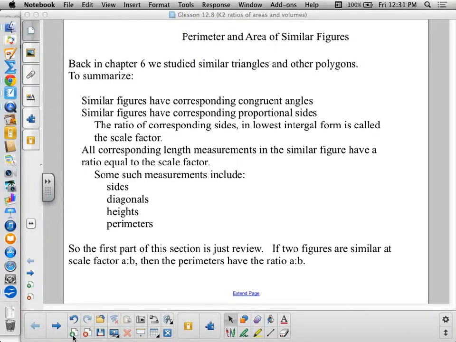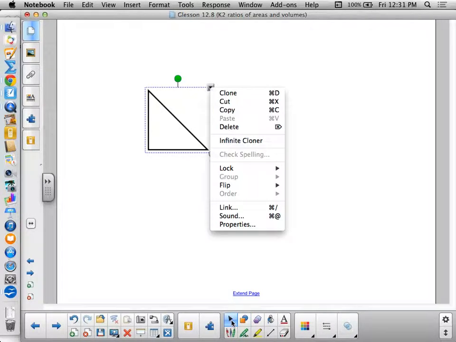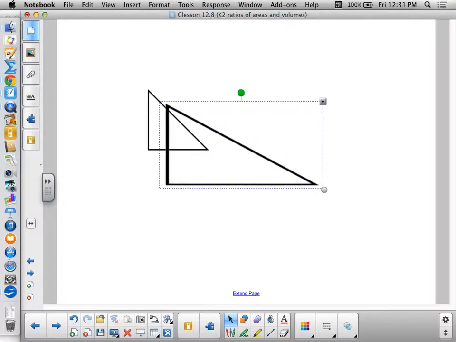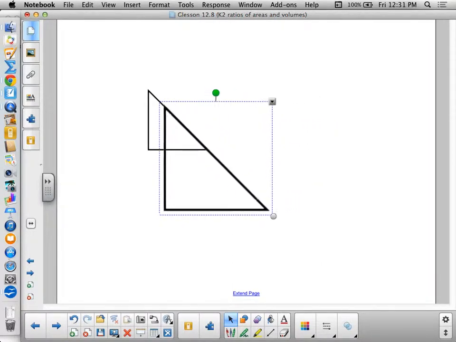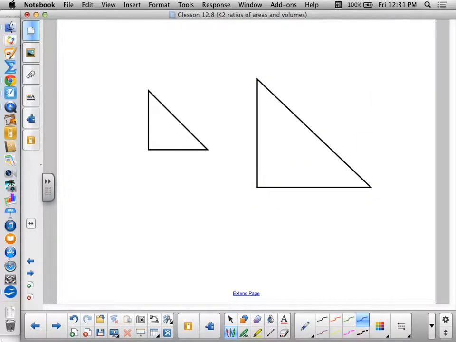But just as a quick picture of that, maybe, let's go ahead and draw very quickly a triangle. And then I'm going to make a similar triangle to that. Okay. So these two triangles are similar, which means if this is, say, 3, 4, and 5, and this would be 9, 12, and 15. So if I take the ratio of any two corresponding sides, say 5 to 15, that reduces to 1 to 3, which is my scale factor.